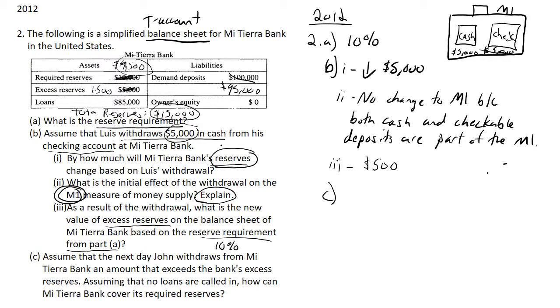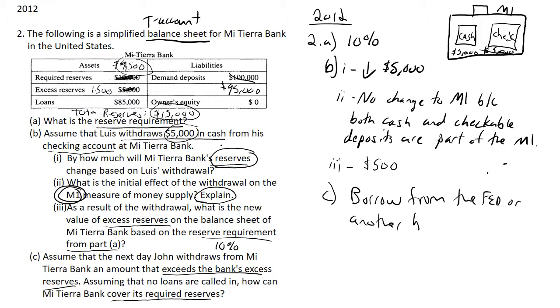And finally, guys, that brings us to part C. Assume that the next day, John withdraws from Mitiera Bank an amount that exceeds the bank's excess reserves. Assuming that they can't call in any loans, how can Mitiera Bank cover its required reserves, right? So this bank is in a pickle. It's running low on cash. It doesn't have enough cash to meet its required reserves. So hopefully you guys can recall that there are 2 options this bank has, right? They can either borrow from the Federal Reserve or they can borrow from another bank to fill their required reserves. And that takes care of the 2012.